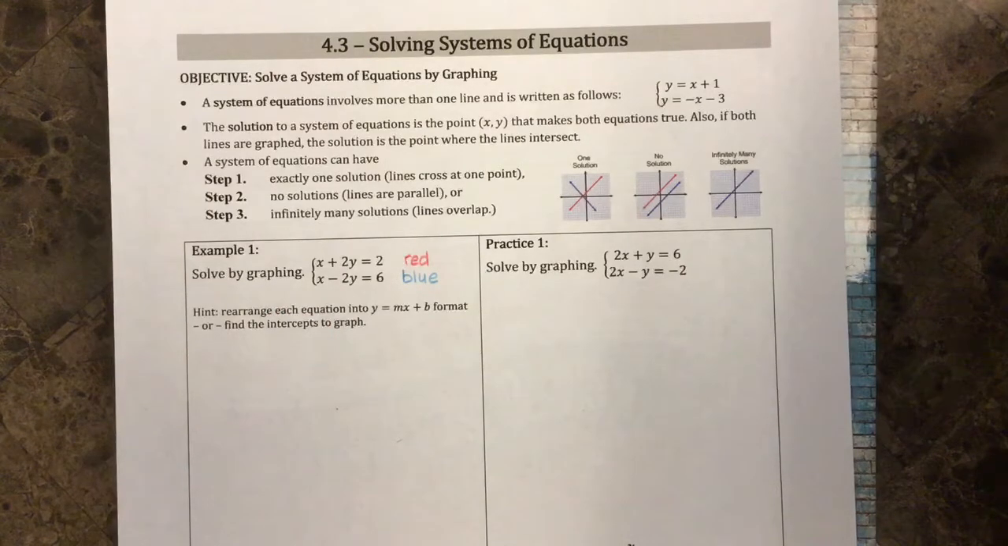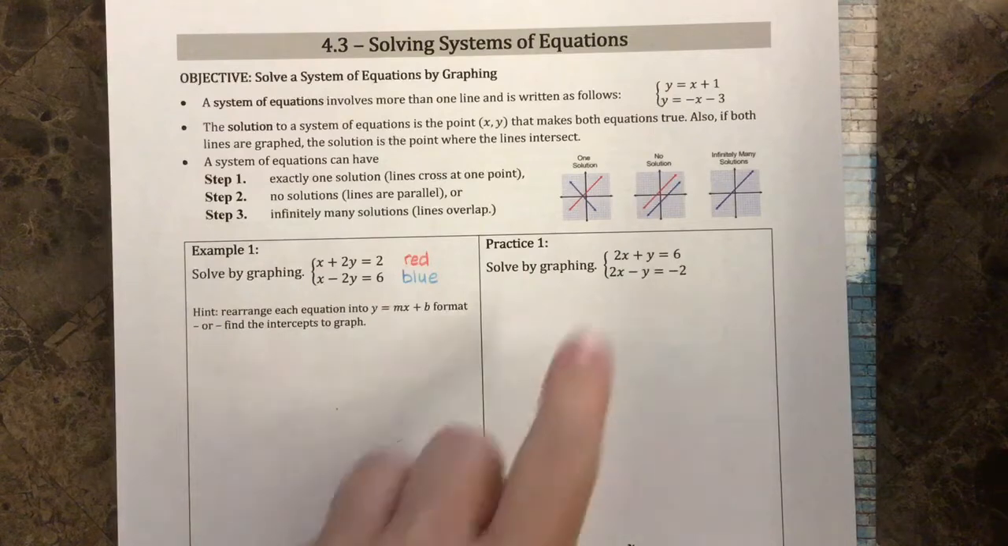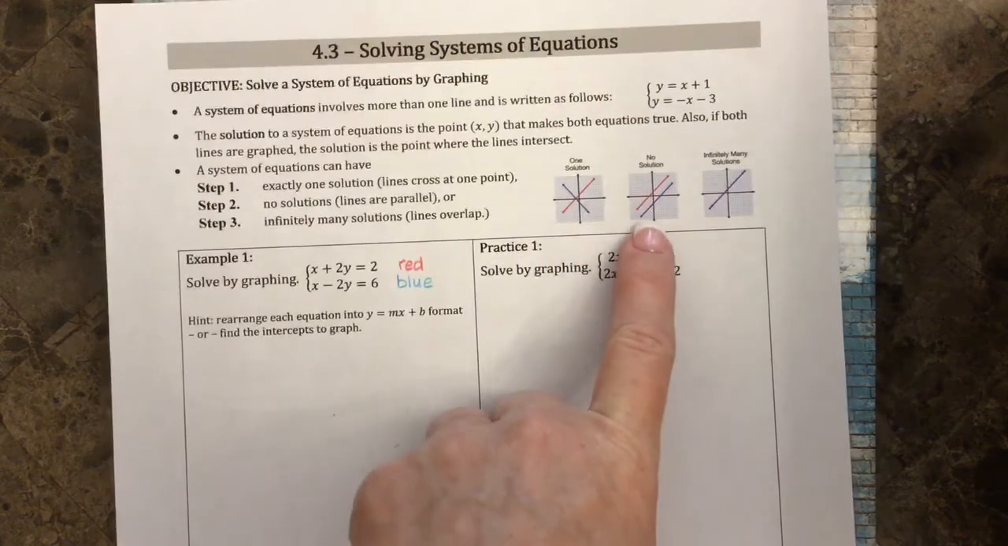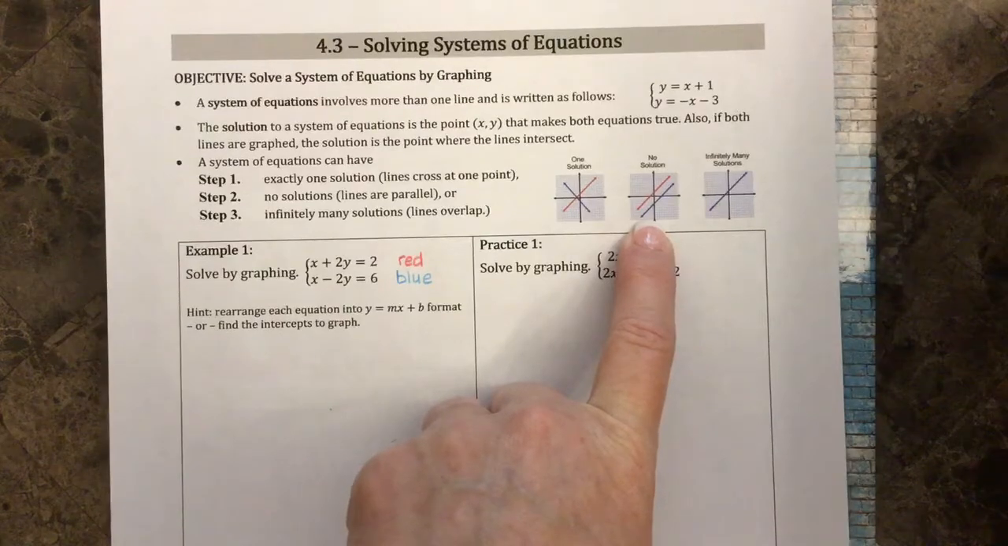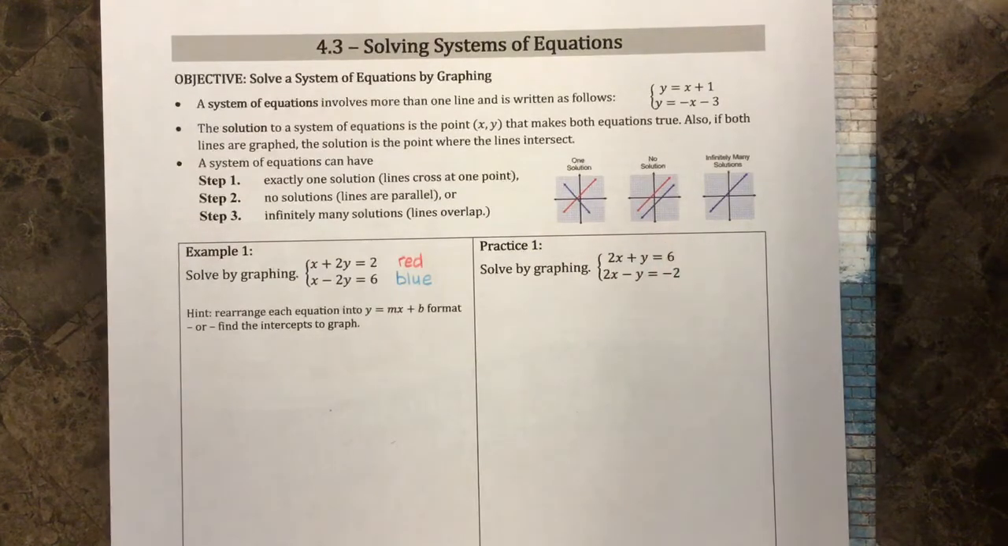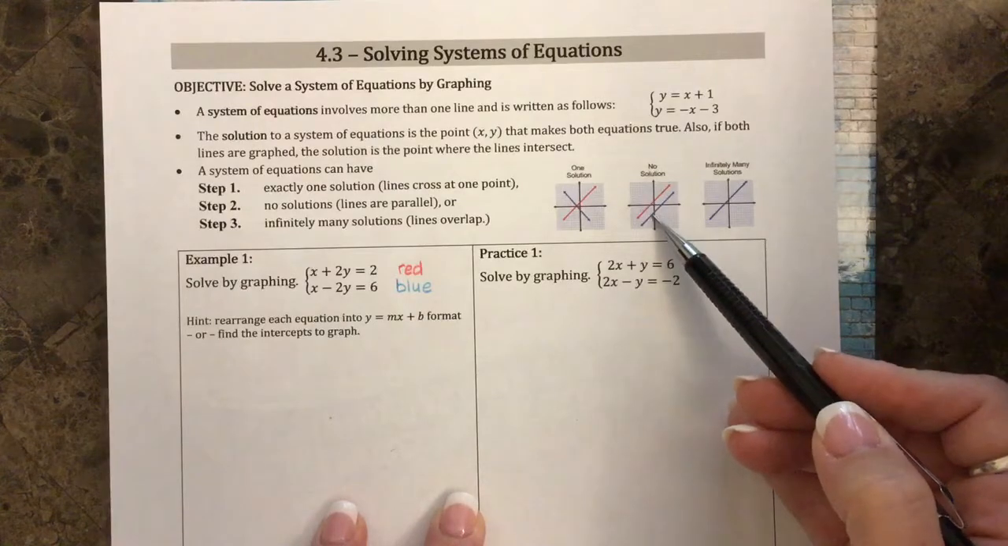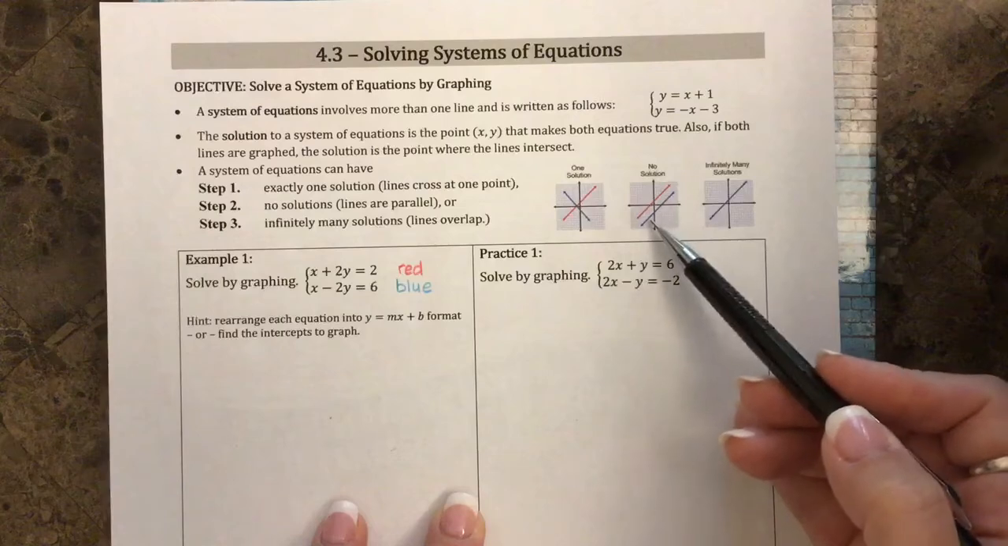So there's three options for two lines. They can either intersect at a point, and that would be the solution. If the lines happen to be parallel to each other, in other words, they have the same slope but a different y-intercept, then there's no solution. What that means is that there's no point that you could plug into both equations that would be true for both equations, since they never meet.